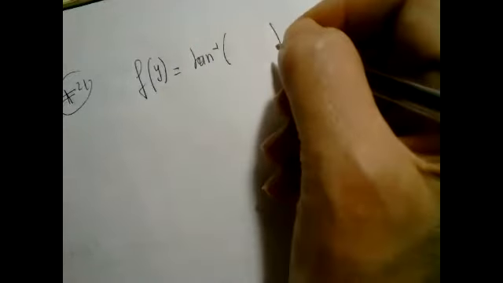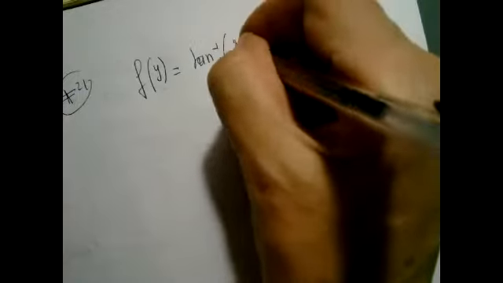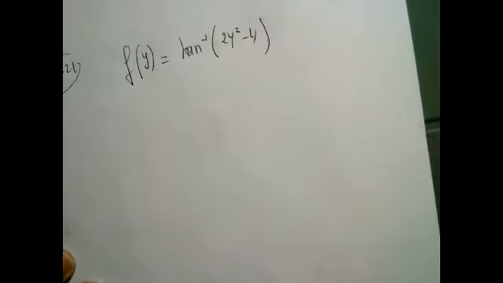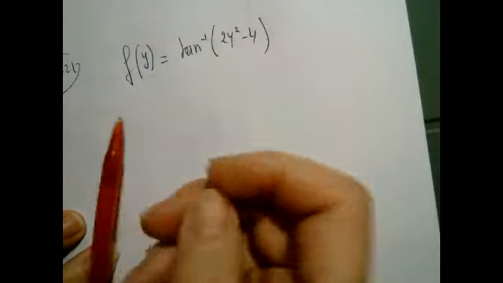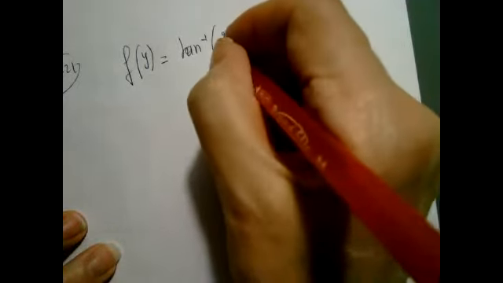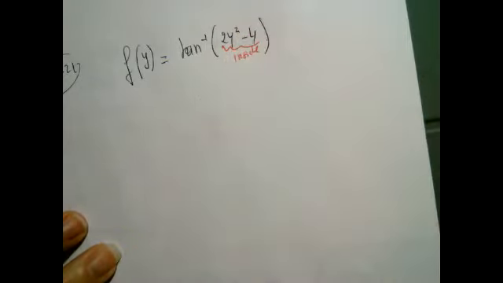So you have f, and they call the variable y instead of x. It's the tangent inverse of 2y squared minus 4. Here is just a problem of practicing how we evaluate the derivative and how we use our formulas. So let us keep going. This is my inside, and the outside is the tangent inverse.